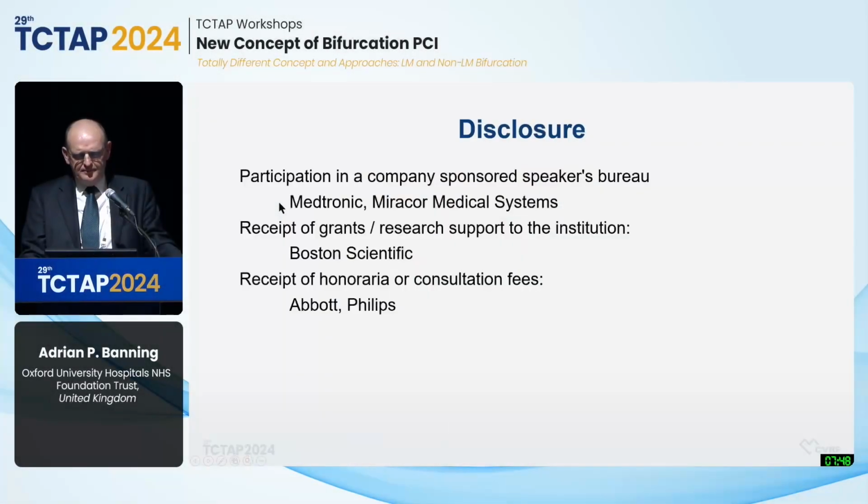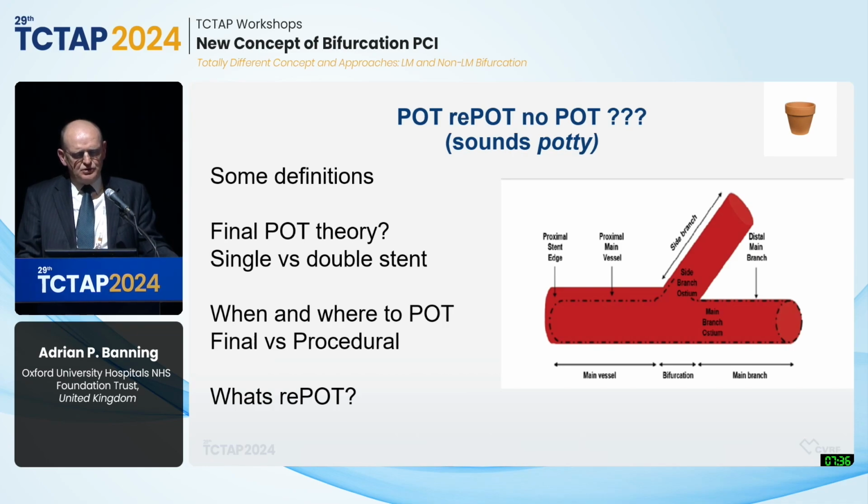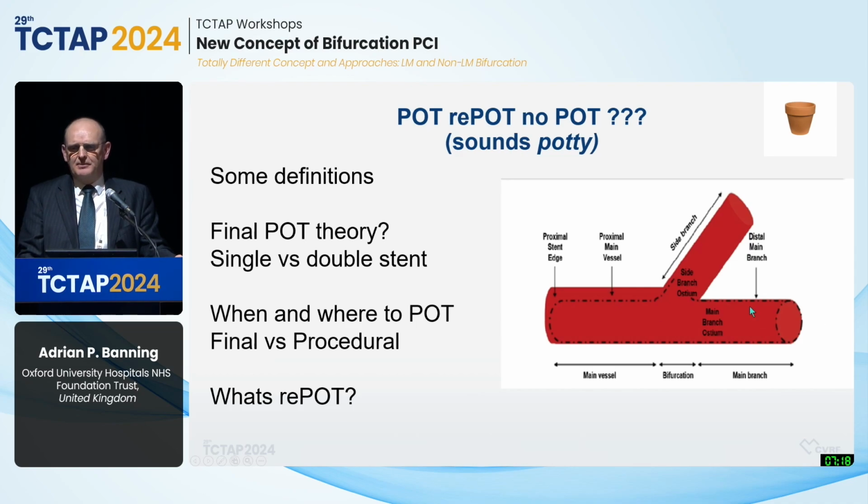So my job today is to try and make you think about your POT. I think it's probably one of the most underestimated contributions to bifurcation treatment, and we've become rather complacent and blasé about it. So I'm going to try and talk to you about what POT is, the theory for POT, where and when to do POT, including procedural POT, and also to talk about re-POT. But the key issue is that in a bifurcation, the proximal vessel stent should end up being bigger, proximal to the bifurcation, than after the bifurcation.